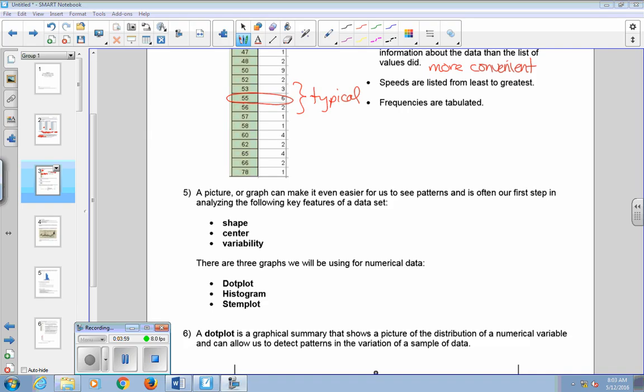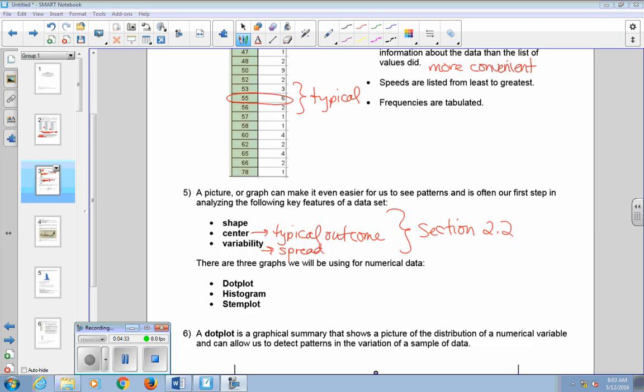Number 5, a picture or graph can make it even easier for us to see patterns and is often our first step in analyzing the following key features of a data set. So when we look at a distribution of data, we're often interested in what is its shape, where is its center. This is another way of asking what's a typical outcome. And the third thing is variability, which is also referred to as spread. We're going to take a closer look at these in section 2.2.